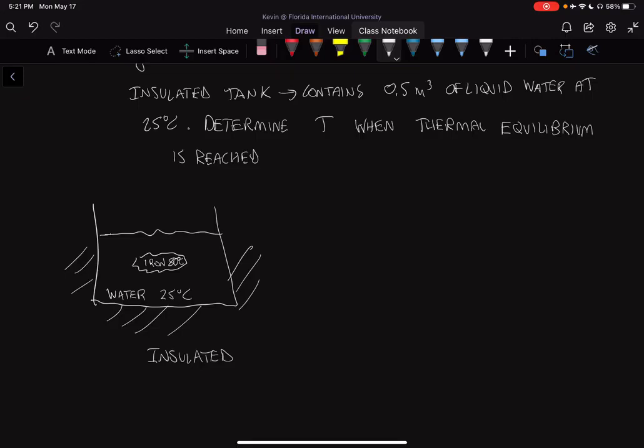Now, some of the assumptions we're going to make, and those are assumptions that you can make as well, is that the change in kinetic energy is equal to 0, and the change in potential energy is equal to 0. We're assuming this because we have a stationary system. A system that is not moving, therefore we have no change in kinetic energy. And we also know that the system is insulated.